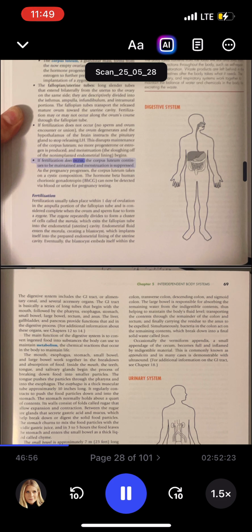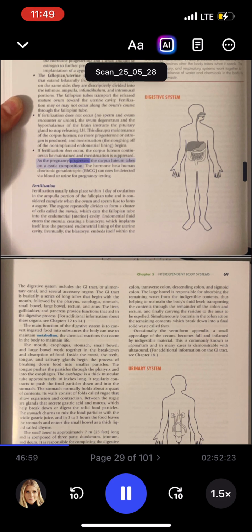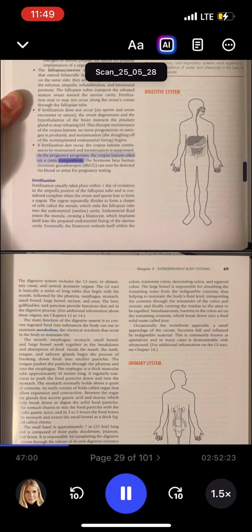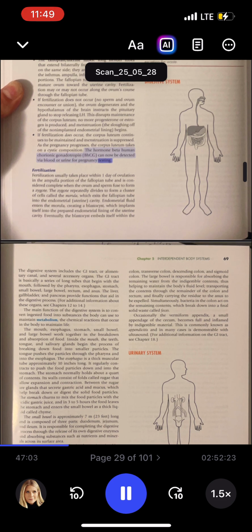If fertilization does occur, the corpus luteum continues to be maintained and menstruation is suppressed. As the pregnancy progresses, the corpus luteum takes on a cystic composition. The hormone beta-human chorionic gonadotropin, BHCG, can now be detected via blood or urine for pregnancy testing.